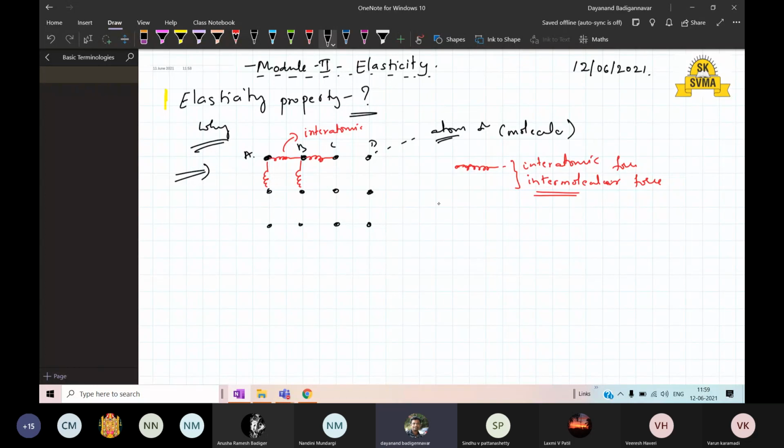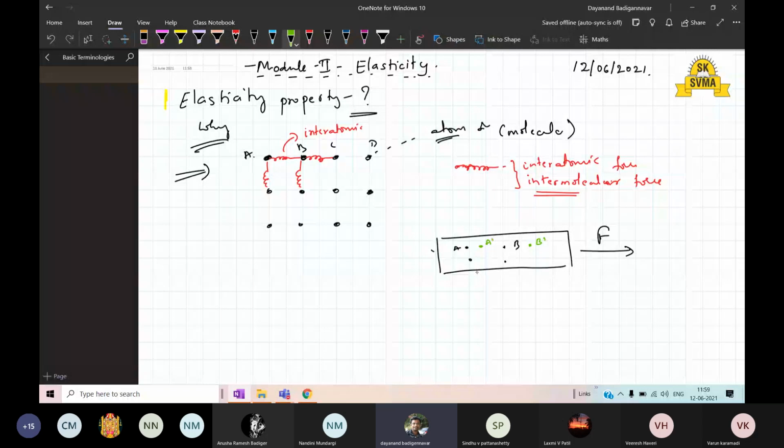So what happens here is that when we apply a force, so this is a material, and we are applying a force like this. This is the direction of the force. These atoms A, B, let us assume, get displaced. Once I apply a force like this, the atom A gets displaced to a new point A dash, and B gets displaced to a new point B dash. Therefore, there is a displacement of the atoms.